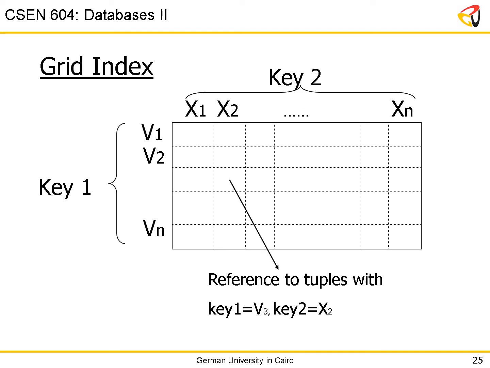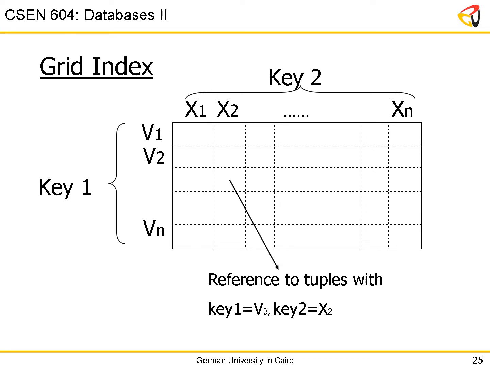Let's move on to the next data structure that is used to create multi-dimensional indices. This is called a grid index. Now, the idea is quite simple. In fact, if I tell you to innovate and come up with your own multi-dimensional grid index, this is most likely what you will come up with.